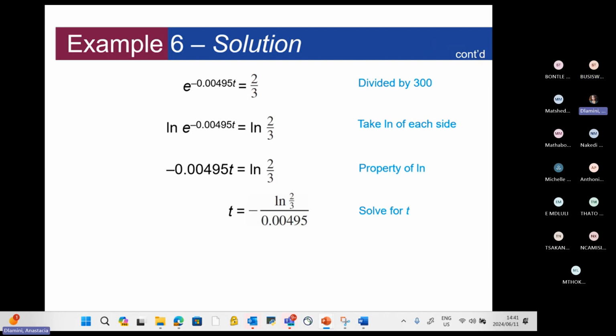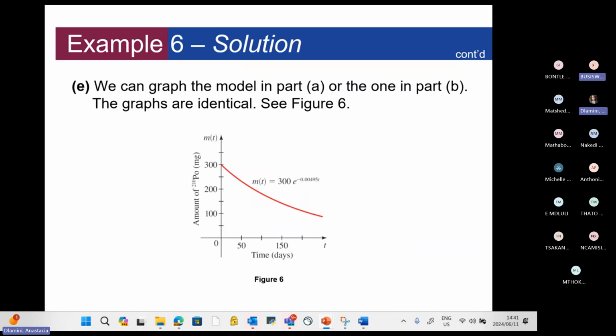But here they simplified. I didn't want you to simplify even here, because remember, you are not using a calculator in the exam. So there's the graph.